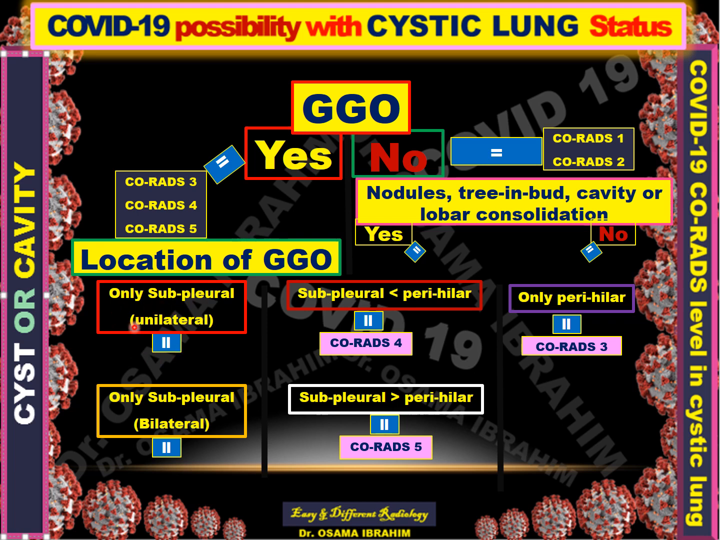Now, if the ground glass opacity is only subpleural and unilateral, it is considered CO-RADS 4. However, if it is only subpleural and bilateral, it is considered CO-RADS 5. And this is the scheme for the classification of CO-RADS from 3 to 5. 3 means unsure or indeterminate for COVID-19, 4 means high possibility of COVID-19, 5 means very high possibility of COVID-19.